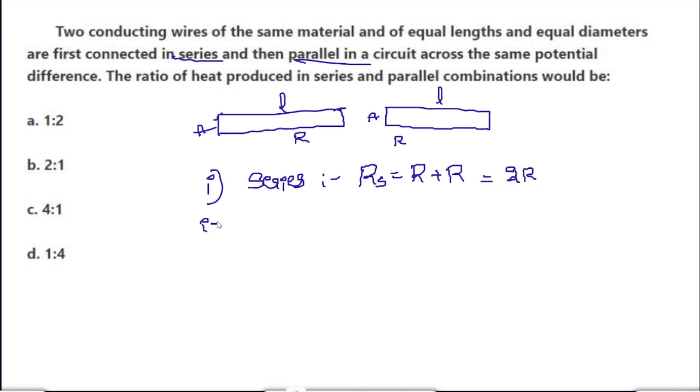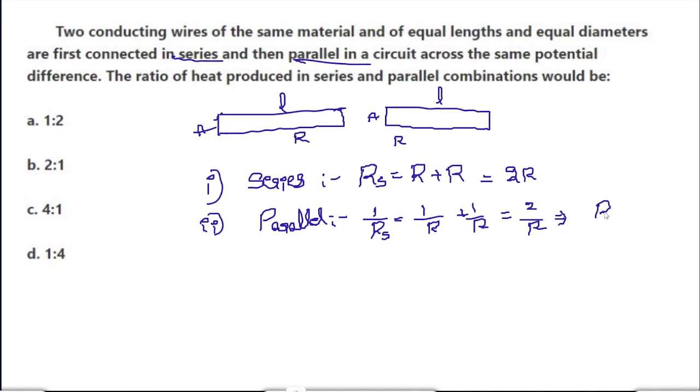And in parallel combination, what happens to the resistance? Here simply this is parallel. So 1 by Rp is equal to 1 by R plus 1 by R. So simply it is 2 by R. Then the resultant resistance in parallel is Rp equals R by 2. So it is decreased, right? So here it is maximum, here it is minimum, as we have discussed in the last problem.